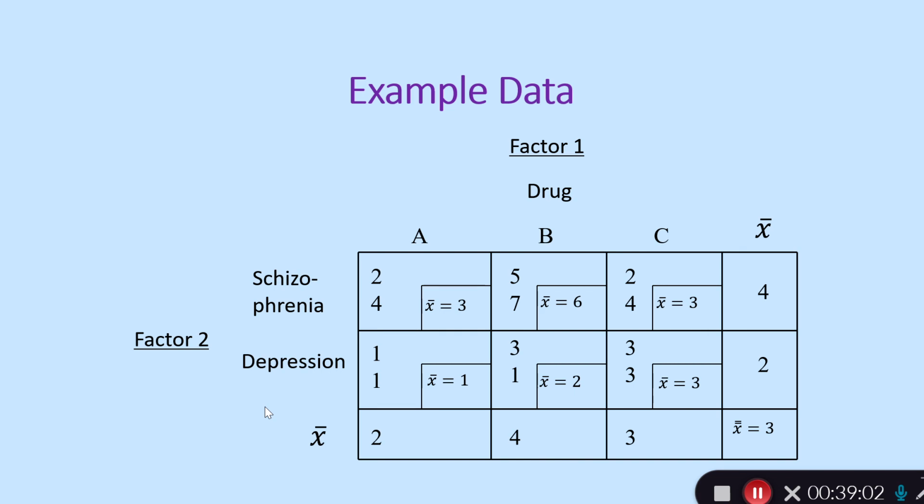The interesting thing about the X bar column and row, the figures in there, what I'm referring to as the marginal means. If we look at the X bar column, we've got one that's 4, one that's 2. These are effectively the main effects. And the same for the X bar row. These are the main effects, effectively. The marginal means are the improvement scores for schizophrenics and depressives, regardless of which drug they took, or the improvement scores for drug A, B and C, regardless of which type of problem they are. Okay, so a lot of information packed into a small slide.